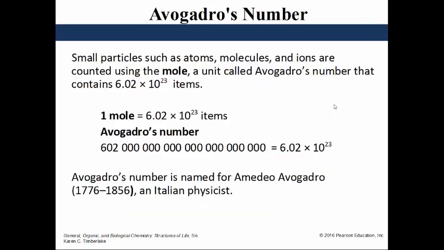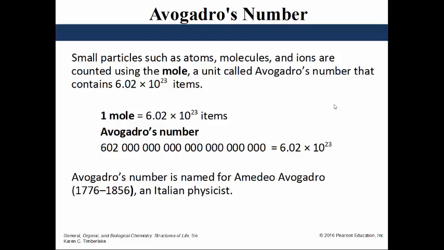Now very small particles like atoms and molecules and ions are very, very high in number. So there has to be an easier way to count them, or an easier way to represent such a large quantity. Because they exist in such high numbers, there's a counting unit called the mole that's used to represent them. And that mole is represented by what's called Avogadro's number. That number represents 6.02 times 10 to the 23rd power.